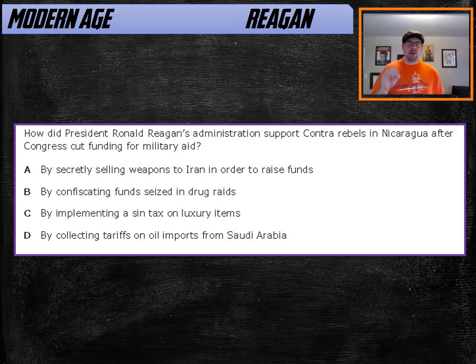Ronald Reagan took weapons. He sold them in Iran to Iranians. So the people that had just taken Americans hostage, he sold weapons to Iran. He used those funds to give to the Contra rebels. Hence the Iran-Contra Scandal. Congress said, let's not do that. Reagan's administration found a way to do it by dealing with a nation that America basically regarded as an enemy. The answer choice is A. They secretly sold weapons to Iran to raise funds to support the Contra rebels.